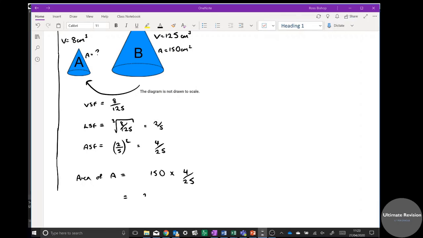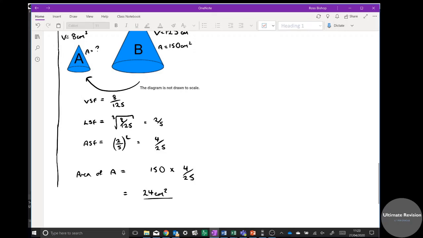The answer to that is 24. So 24 centimeters squared. That would be the answer. The area of A is 24 centimeters squared.